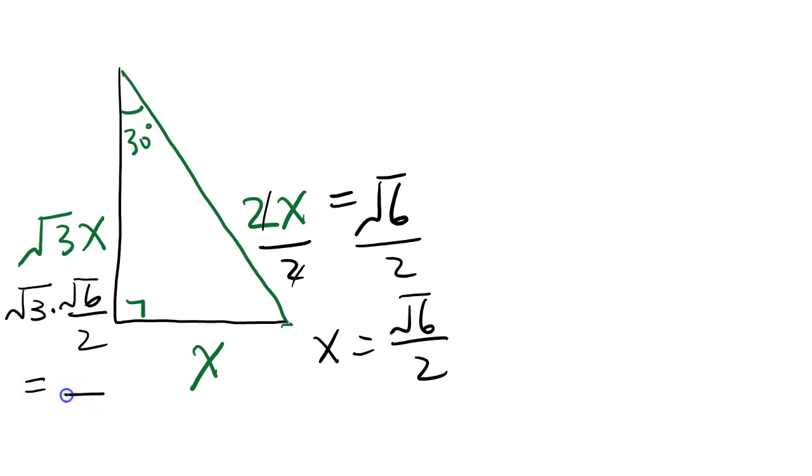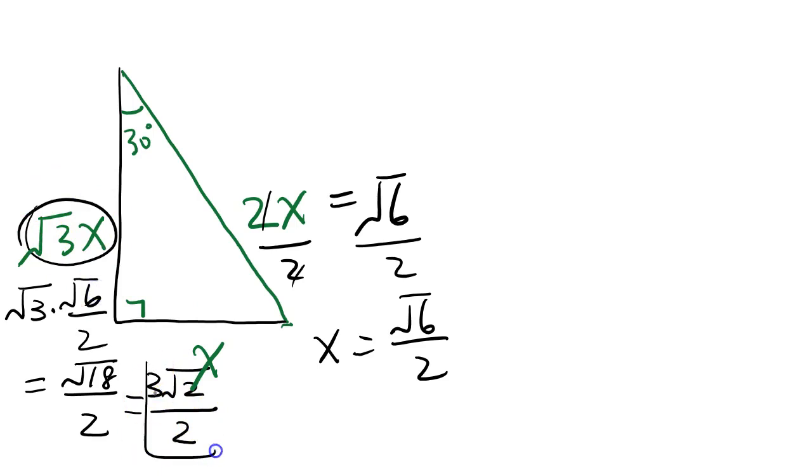And it's going to give us root 18 over 2, which we could further simplify to be 3 root 2 over 2, because when I multiply this by 3 again and put it back inside, it's going to give me 18. So I know this answer is correct. So the opposite side would be this, and this was already given. The hypotenuse was root 6. And here's how you solve the missing sides.